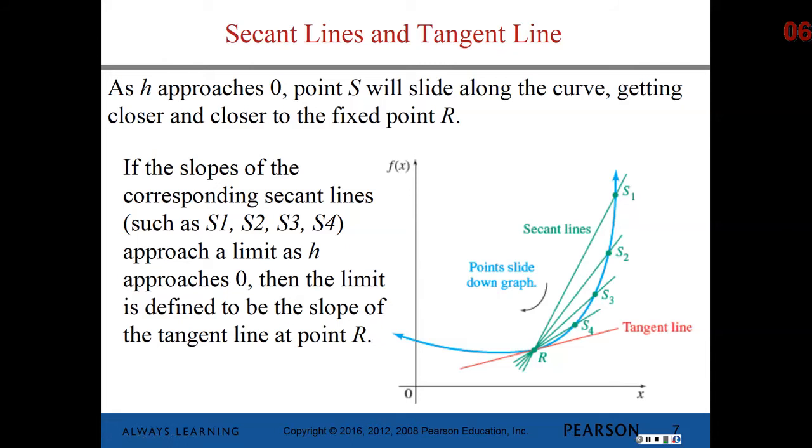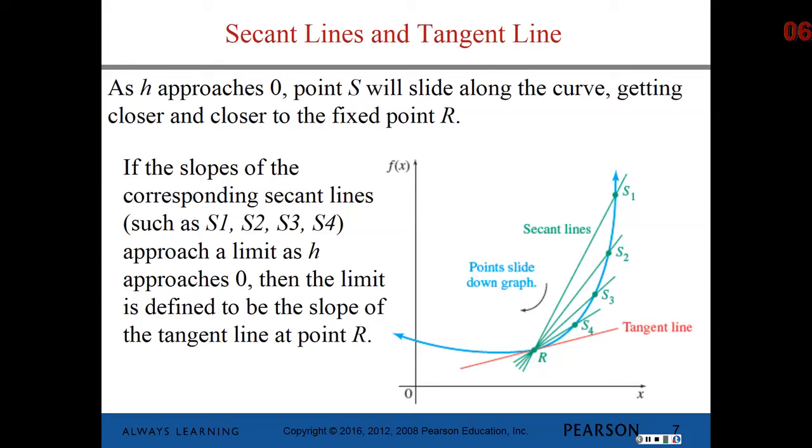As h gets really small, and we say it approaches 0, what happens is that the point S is going to slide closer and closer to being on top of the point R, until S and R have the same coordinates, which means h will have become 0. And at that point, S and R are equal to one another.